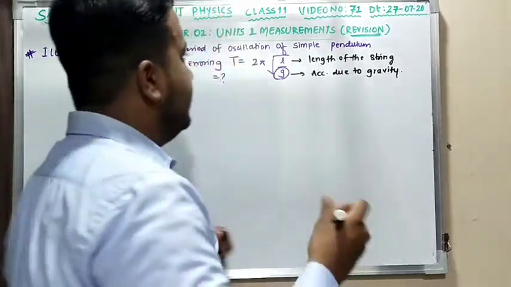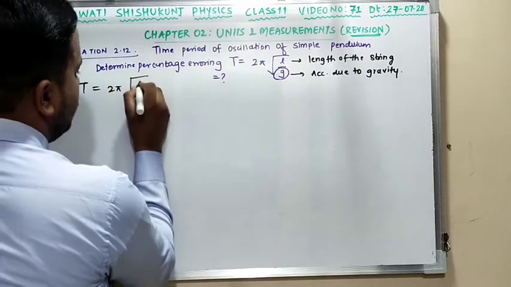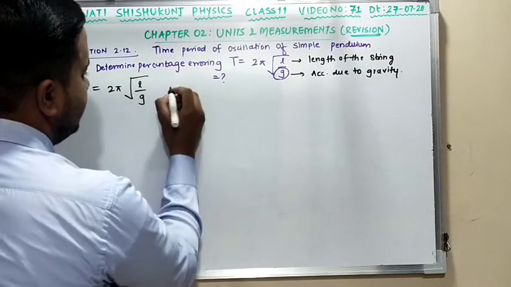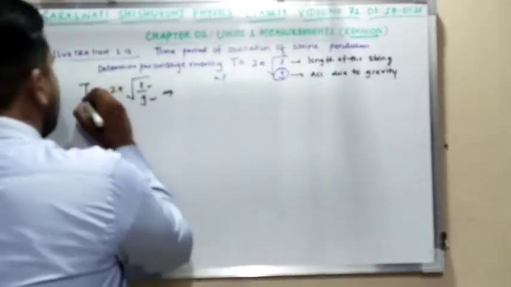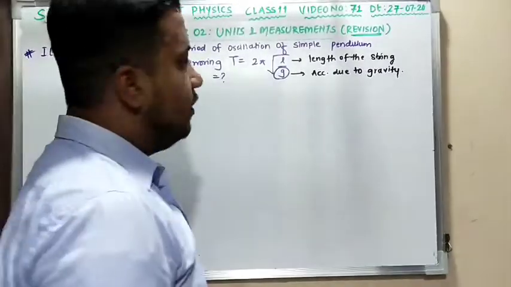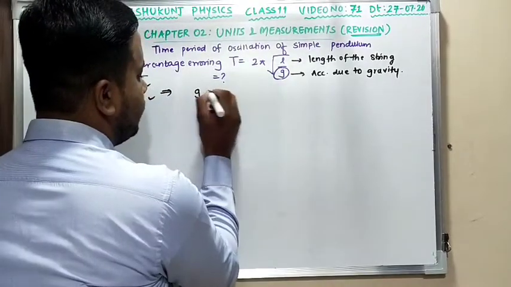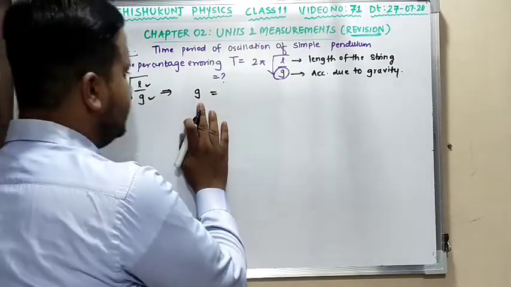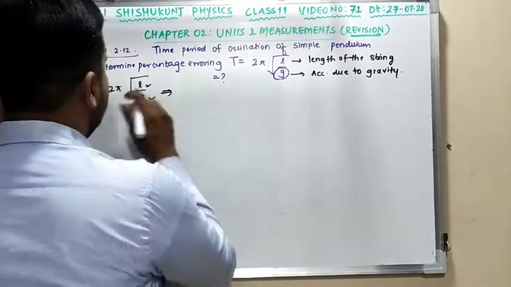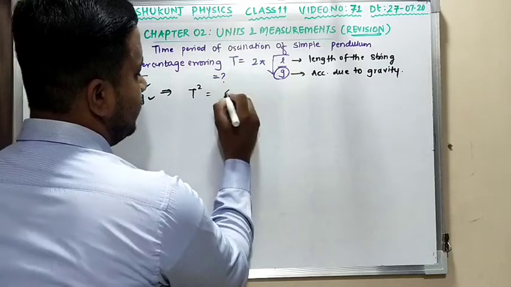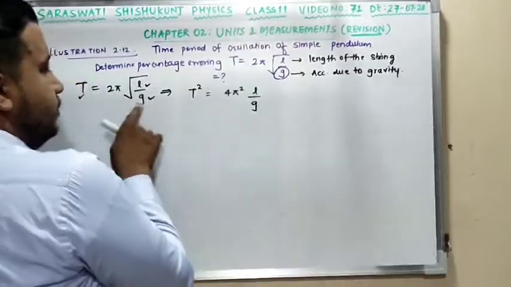Now, we know the equation T is equal to 2 pi under root of L upon G. There are two parameters, L and G, and there is one more parameter, time. Now they are asking to calculate the percentage error in G. So let us first formulate the equation in terms of G. Therefore, to find the equation for G, I will square both the sides, that is T square equals 4 pi square L upon G. Clear? Squaring both the sides.